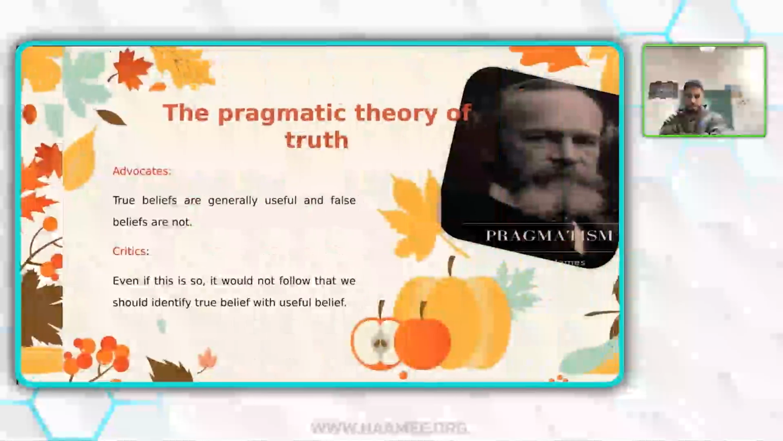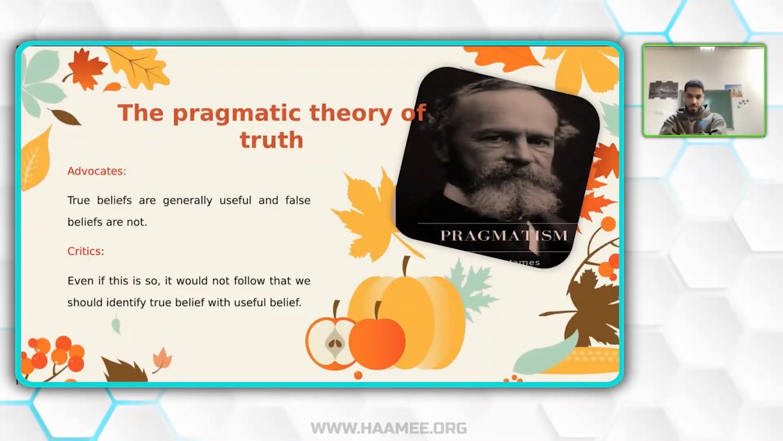So let's go to another topic, which is the pragmatic theory of truth, which we know from William James. The advocates who believe in this pragmatic side of truth said that true beliefs are generally useful and false beliefs are not. As I said, when we want to use something, we actually define it by its usage. But actually, this is Wittgenstein's view, not mine or William James's. But William James said that when we can use something, that usage can define the false or true aspect of a proposition.